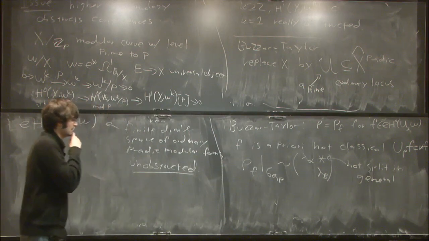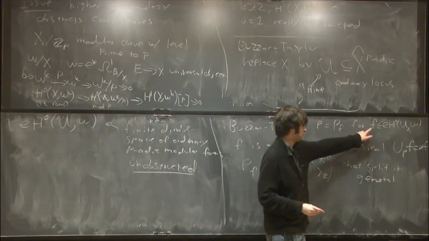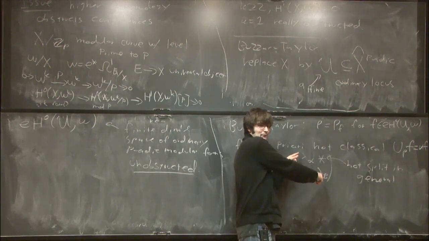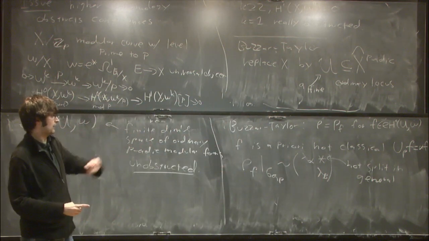And now the idea is that there should not just be a form f with U_p eigenvalue alpha. You're also having another unramified line with eigenvalue beta. So you should actually have two modular forms.